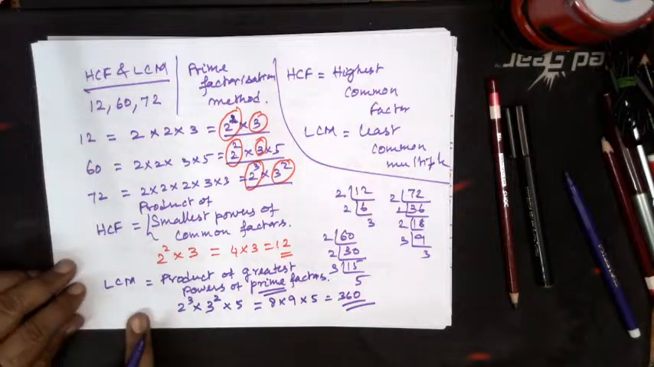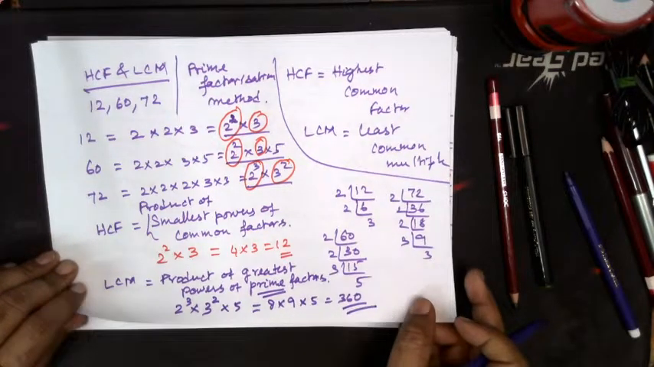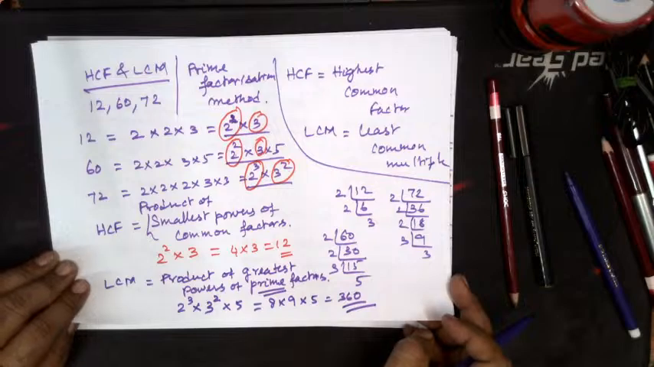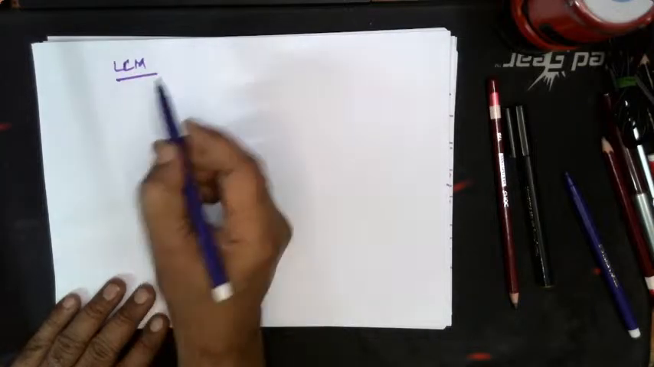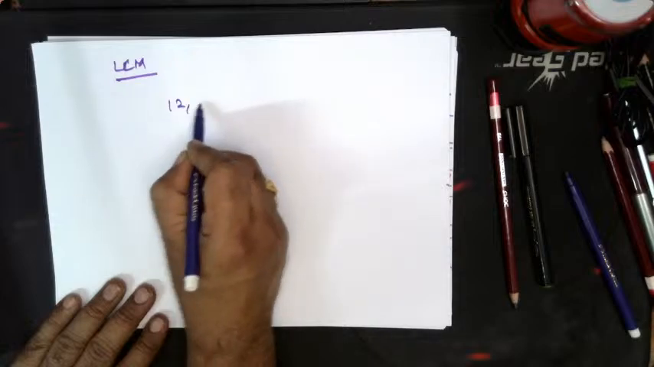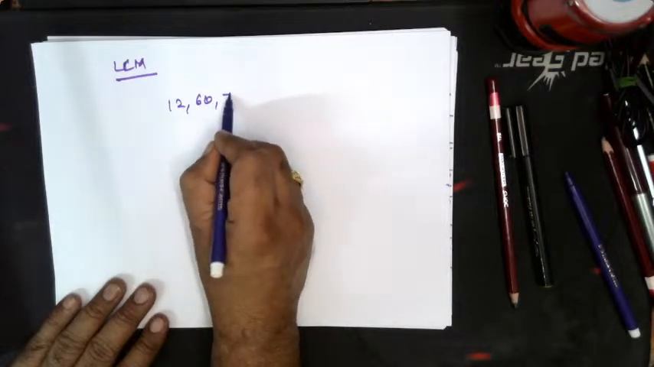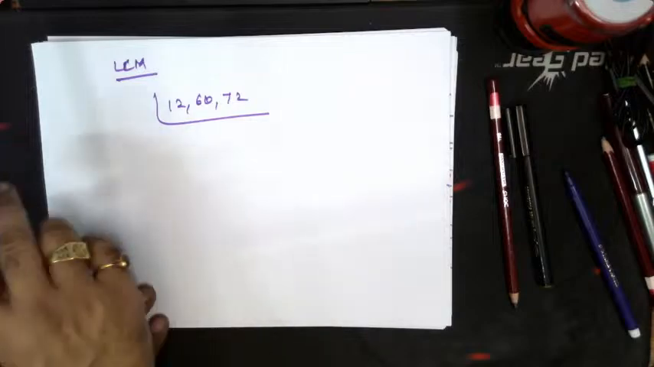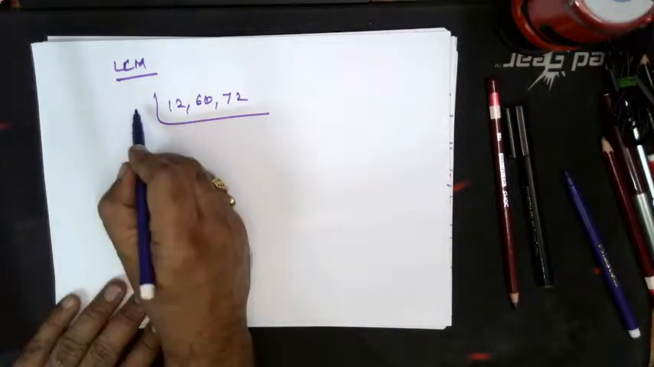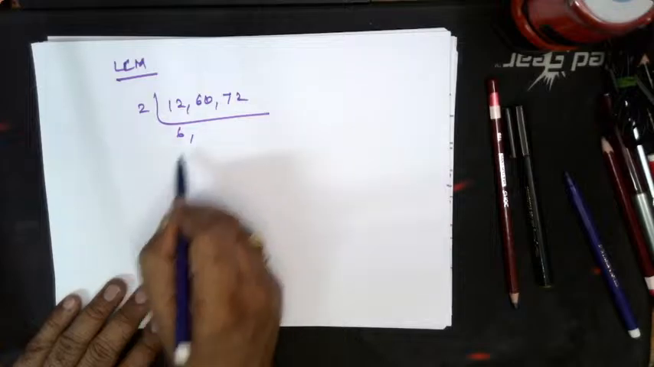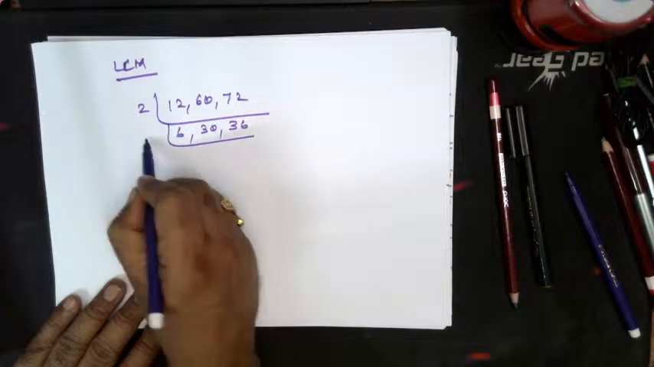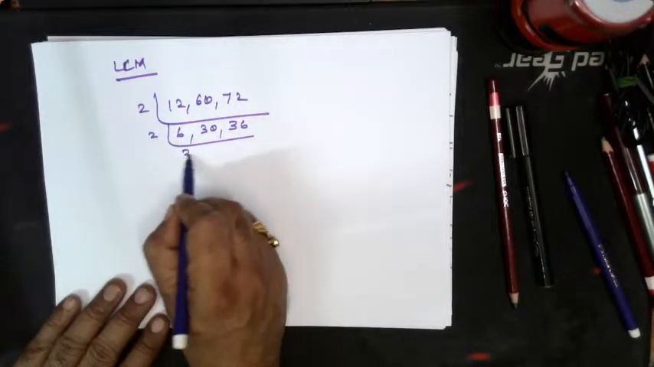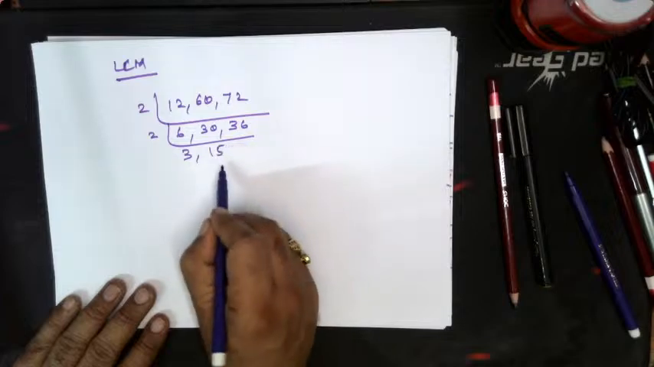So for LCM you can have another technique also. Have you noted down? Now we can do simultaneous factorization also, for example, to find out LCM. See, that is 12, 60 and then 72. So go by the lowest prime factors. 2. 6 2s are 12. What about this? 30. This one 36. Again 2. 3 2s are 6. This is 15. 2 15s are 30.